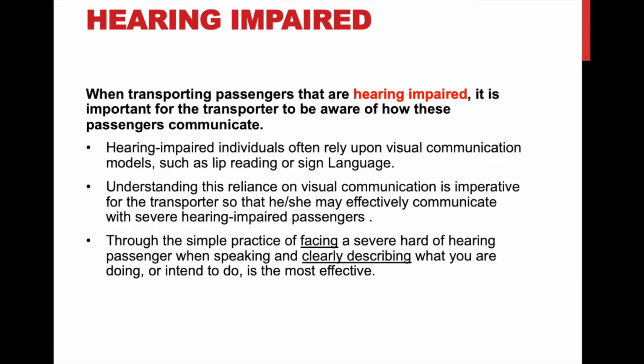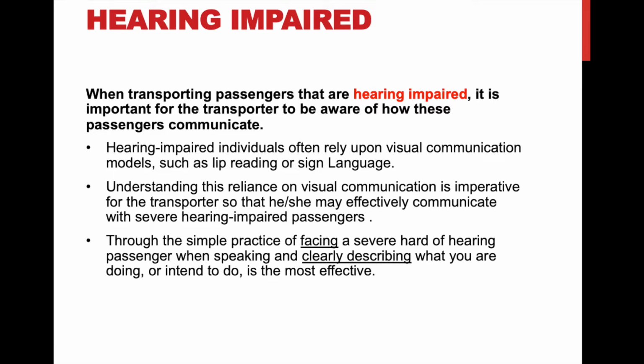Obviously, as we get older, our hearing is definitely impacted, especially those patients who worked in loud environments in their youth. Hearing impaired individuals rely upon visual communication a lot of times to understand what's going on. A lot of them do lip reading. Few of them have learned sign language.